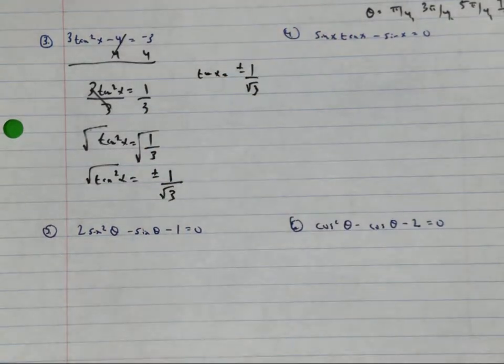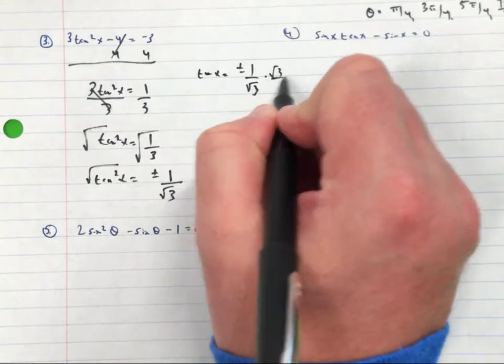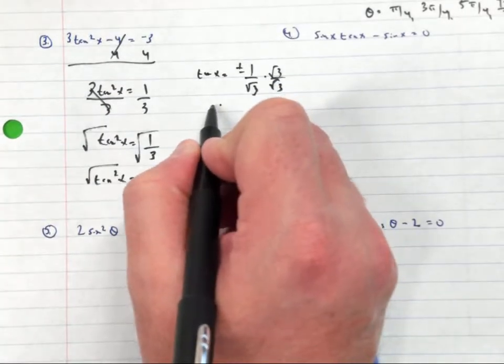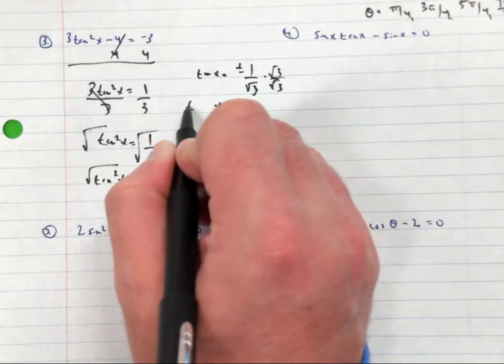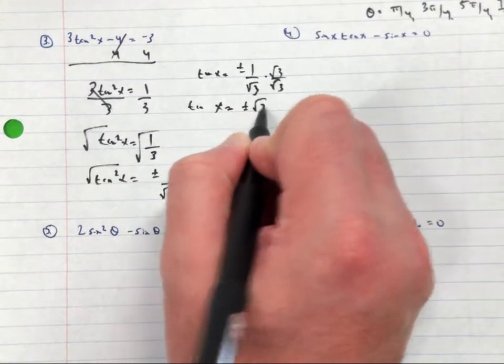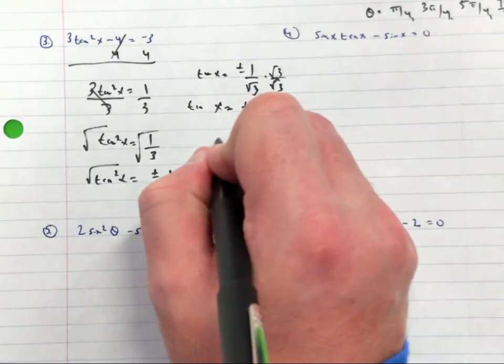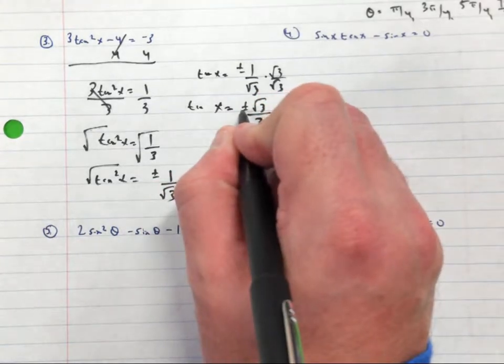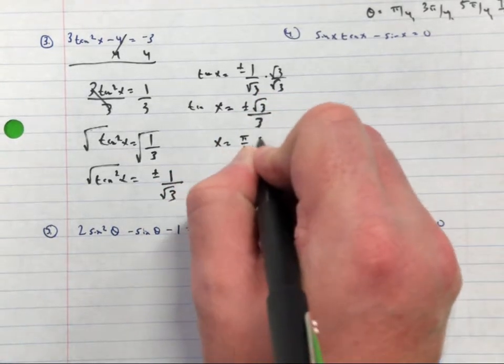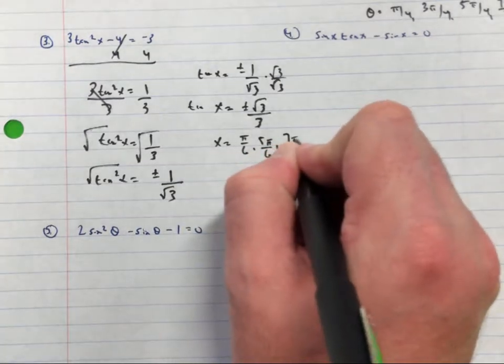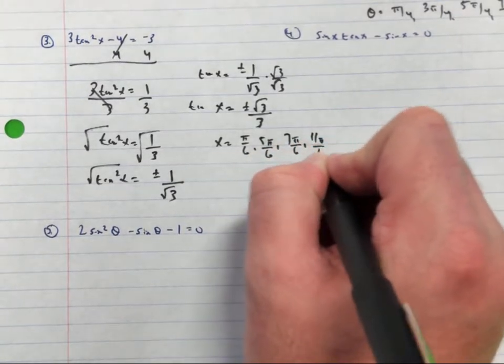I got to do what, guys? What family has a tangent square root of 3 over 3? So you want all the family members because you want plus or minus. That's pi over 6, 5 pi over 6, 7 pi over 6, and 11 pi over 6.